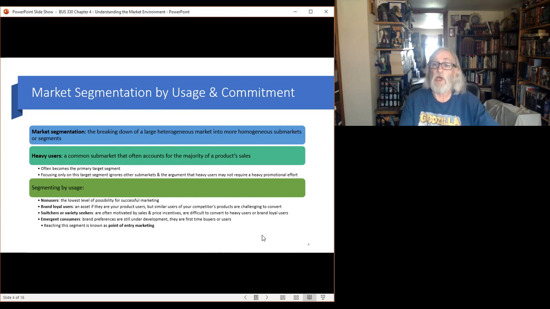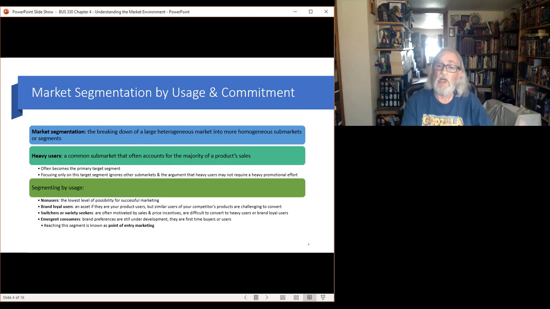And so one way to do that is by looking at usage and commitment. Certainly one way to look at commitment and usage is who are the heavy users of our product or service? This is a common submarket that's often targeted by pretty much any organization that's got a marketing plan. The first thing they're going to want to do is, well, who is buying the product right now? And what is that submarket? And who are the best customers in that market, and so forth? And so these heavy users, we found out over time, do account for the great majority of product sales.